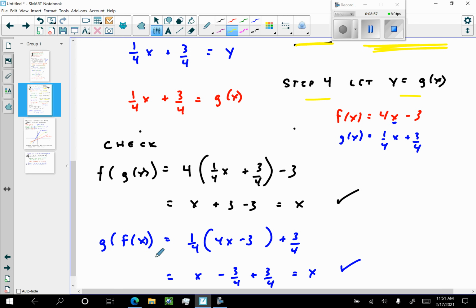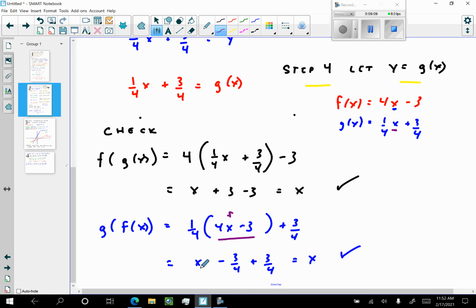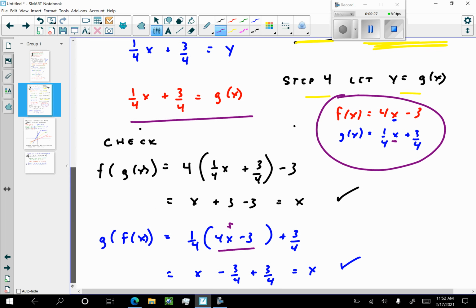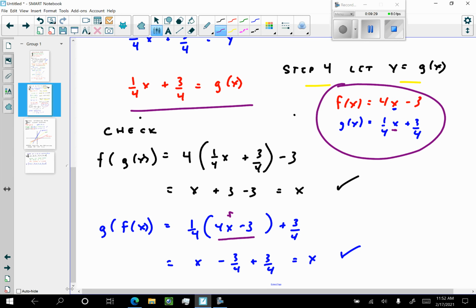Now find g of f. Wherever I see x in g, I'm going to put f. This is f. Do the distributive property. 1/4 times 4 is x. 1/4 times negative 3 is negative 3/4. Plus 3/4 is x. Bam, there you go. Check, okay. So these functions are indeed inverses of each other. So the work that I did was correct. I actually correctly found the inverses. Not difficult. Won't be able to do this without the notes, though.